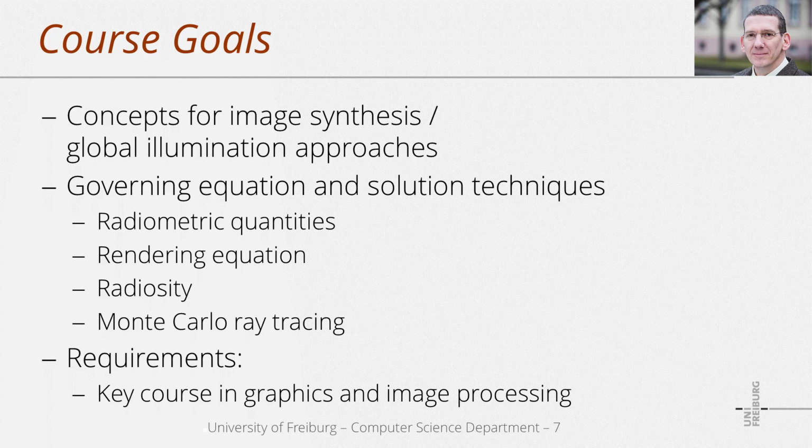We will see how to model the light transport in a scene, and in particular how to model the interaction of light at surfaces with a governing equation, the so-called rendering equation. And we will discuss concepts to solve the governing equation to reconstruct the light transport in a scene. In particular, we will look into these topics. I will introduce radiometric terms that are used to quantify light. We will discuss the rendering equation that governs the light interaction at surfaces, and we will talk about radiosity and ray tracing, which are two concepts to reconstruct the light transport in a scene, which in turn is the basis for the rendering of an image.